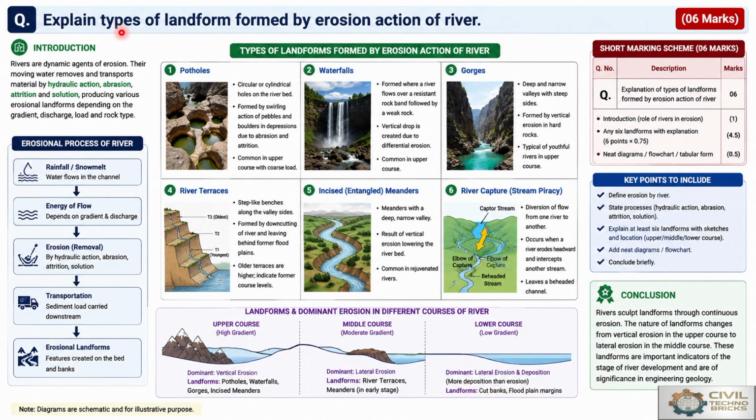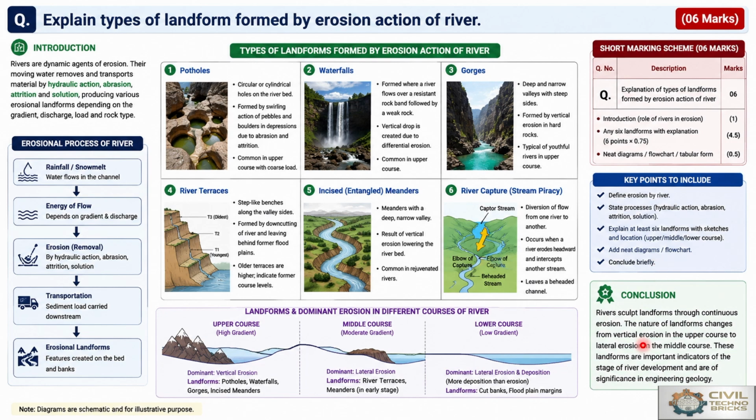Likewise, the types of landforms are formed based on the flowing action of the river or the topographical characteristics. Here the key points in your answer are most important: the definition of erosion, then state the process which is explained here. Likewise, we have to explain the six landforms with some sketches, which is most important, and then we have to add the conclusion at the end.